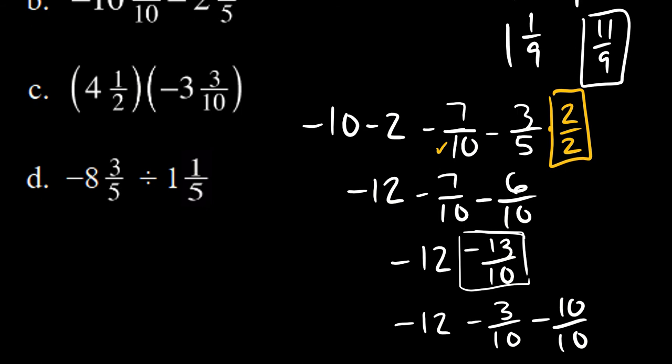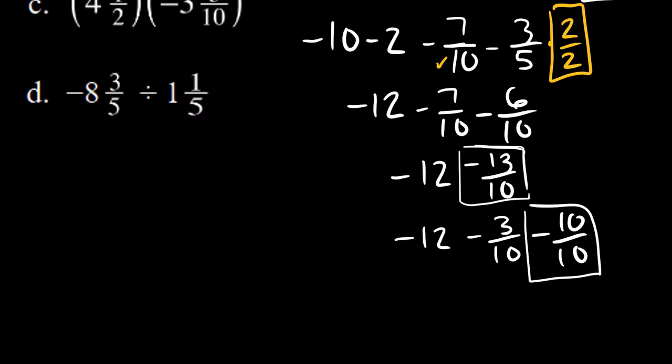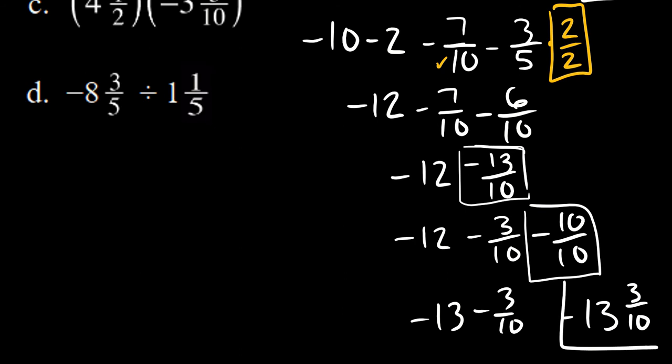So now this negative 10 tenths is the number 1. I'm not multiplying by it, I'm subtracting it. But I have a negative 12 and another negative 1, so this is negative 13 and minus 3 tenths. And I can use this mixed number notation. My final answer is negative 13 and 3 tenths. And that's probably a good enough answer for now. So negative 13 and 3 tenths.